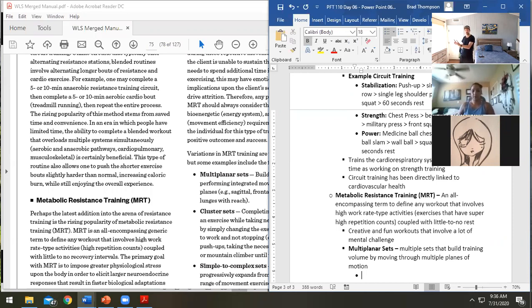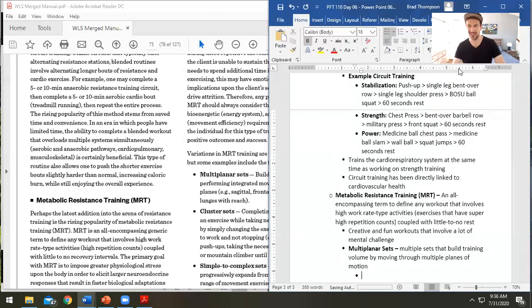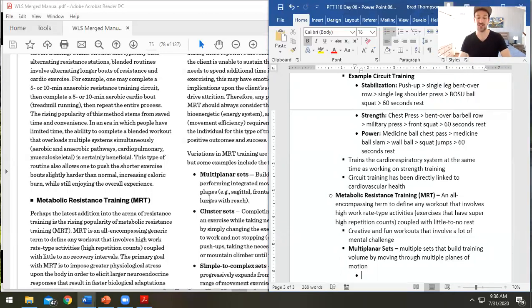So if I'm lunging forward with my right leg, I'm opening to my right shoulder. If I'm lunging forward with my left, I'm going to open towards my left shoulder. But you're going to go back and lunge, and then bring it back here and get that bicep curl in. And so that's a multi-planar set, and they're super, super fun. Love multiplanar sets. Then we've also got things that are called cluster sets.